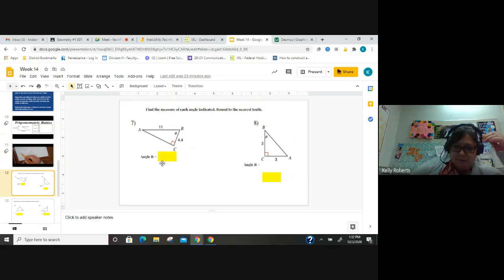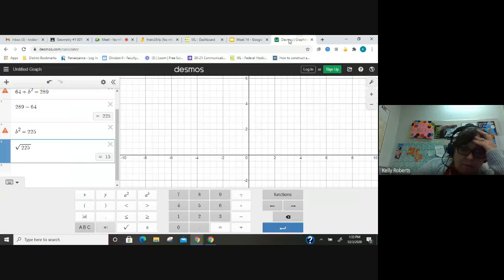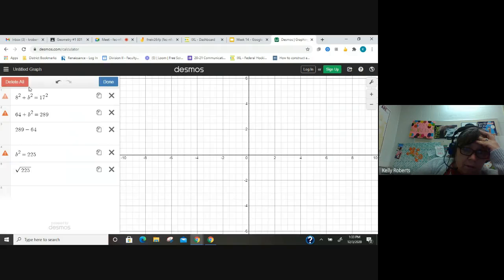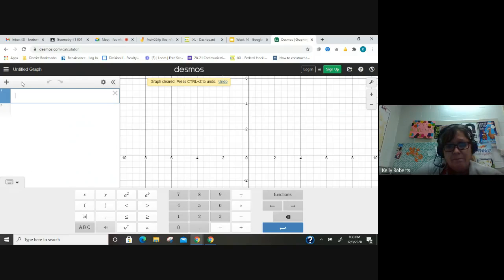All right, so I'm looking for angle B. What do I have? I don't have the opposite. I do have a hypotenuse, and I do have adjacent. So that's going to be cosine, because cosine is the one that uses adjacent and hypotenuse. So the cosine of angle B is 4.4 over 11.